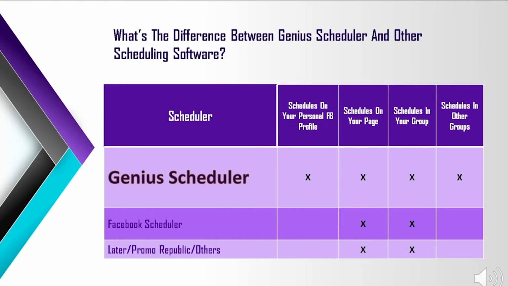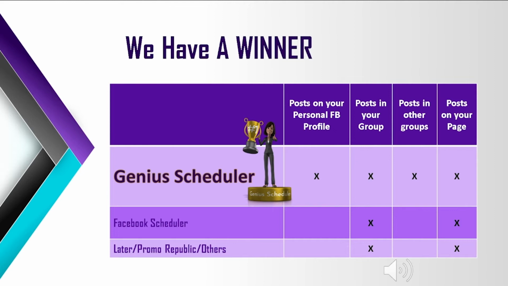Now think about Genius Scheduler, and we talked about why it's important and the benefits of being able to schedule to your personal Facebook profile, because you're trying to build your authority, you're trying to brand yourself, and you're trying to establish yourself as the authority. That's why Genius Scheduler is the game changer right now, as well as being able to schedule in other people's groups. You cannot do that with the other scheduling tools that are out there at this time. So just keep that in mind, that this here is a game changer and will be a game changer for you. It's obvious we have a clear winner here. Let's take a look at Genius Scheduler in action.